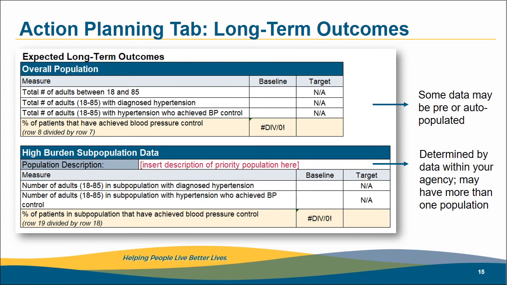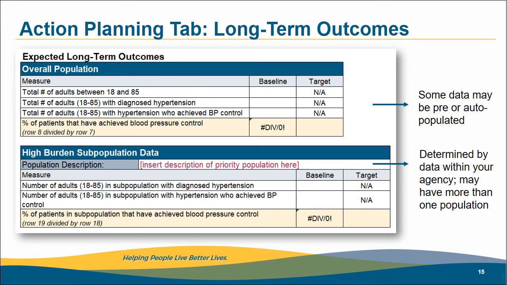We also encourage you to look for specific clues about how the information should be pulled. For example, for the hypertension work, adults are defined as individuals who are between the ages of 18 and 85. You'll want to keep things like the age range and diagnosis code in mind as you're going through the long-term outcomes.